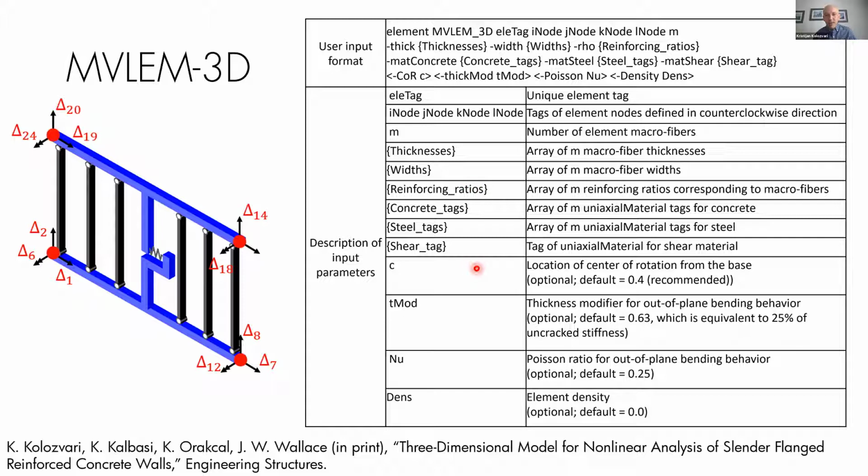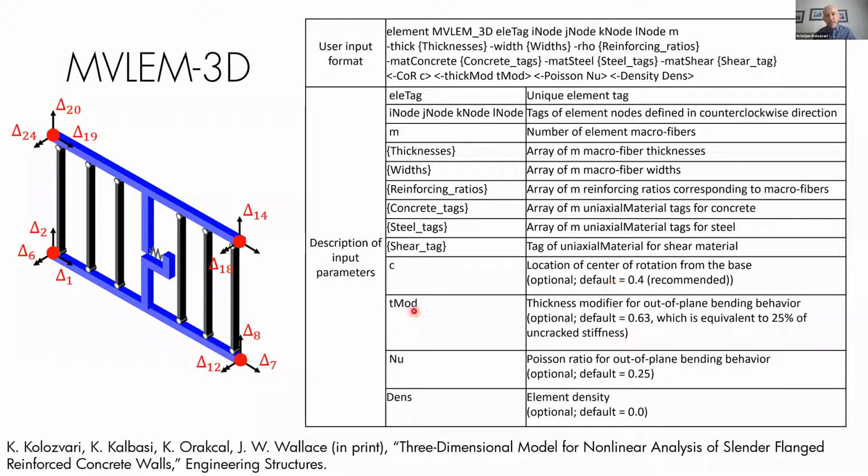we have this parameter C, which represents the center of rotation. Basically, where is the center of rotation of this element located from the bottom of the element? In the 2-dimensional MVLEM, that used to be a parameter you had to put in, but the recommended value is 0.4, and it works really well with that number. So right now I made it an optional parameter. By default it already uses 0.4, so you don't have to bother with that. Trying to simplify the input a little bit.